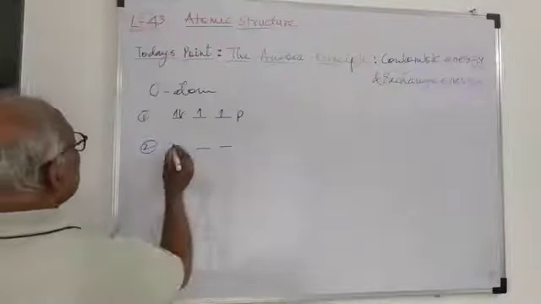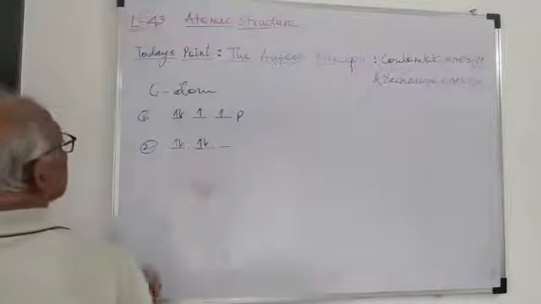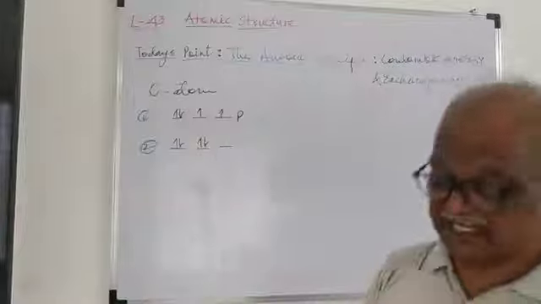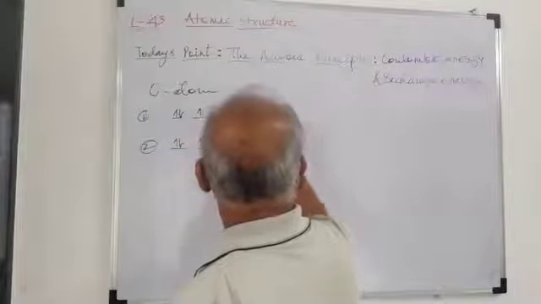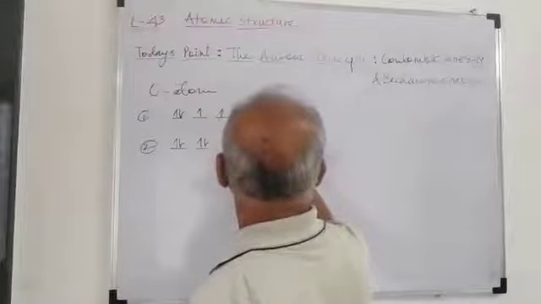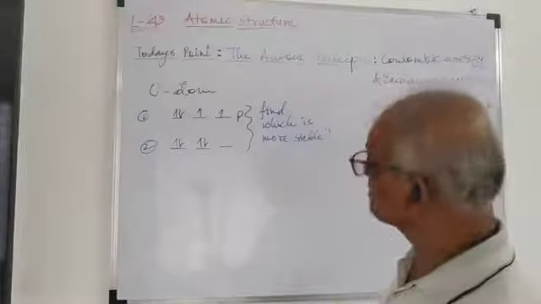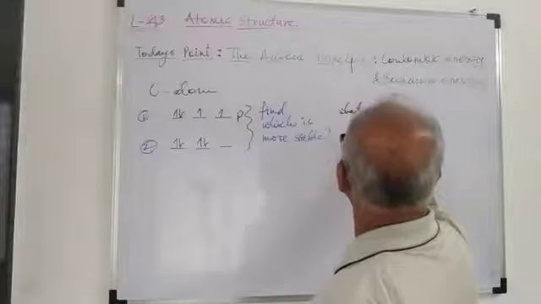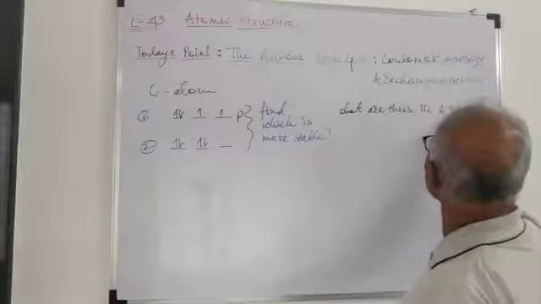Now we will see in this case all the 4 electrons are in the paired state. So we have to find which is more stable, and what are their pi c and pi e values.